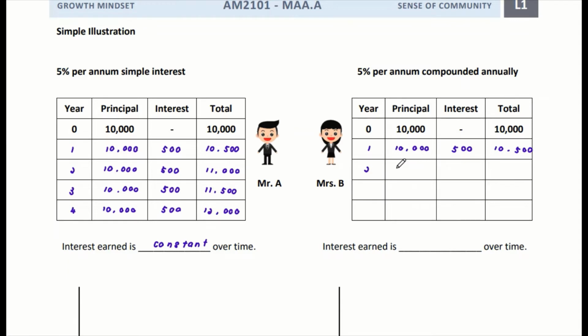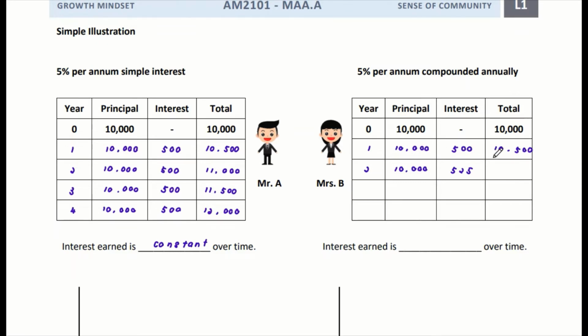Now moving onwards in the second year. The principal is not changed, am I right? It's still 10,000. But remember, the interest that Mrs. B will get is on the principal and also the accumulated interest. So the interest is calculated based on the total amount of money that she has, the principal plus the accumulated interest. So it will become 10,500 multiplied by 0.05, and that will generate an interest of 525. Why does it become more? Because now this interest is generated on an amount which is 500 more than the previous principal.